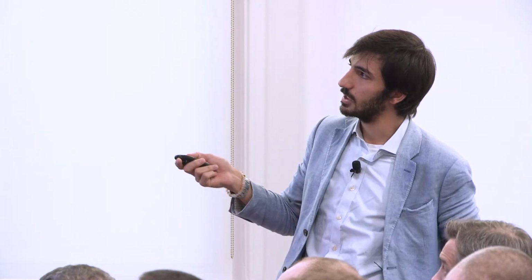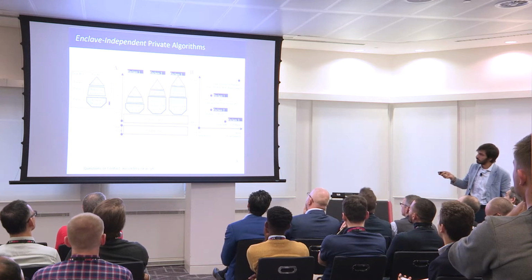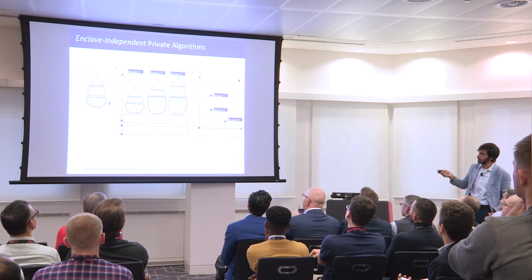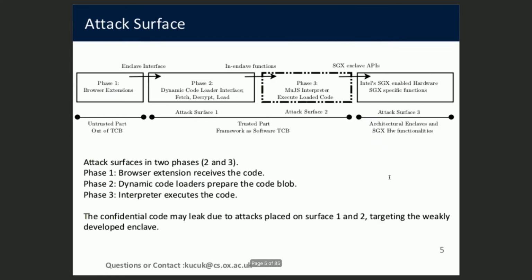Ideally, we want to achieve a small TCB but more functionality. If you increase the interpreter, your job is getting difficult, but you need more functionality, so you're in a trade-off. You need to choose one of them, but you need security as well, right? Practically, just today, you need the security.